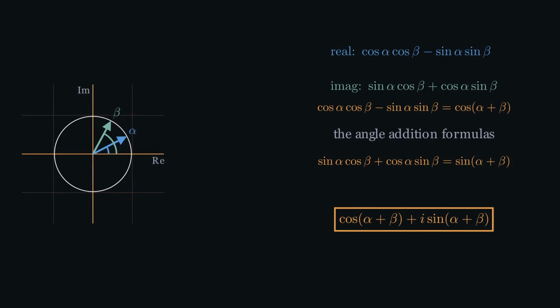Look at what that is. It's another point on the unit circle. And its angle? Alpha plus beta. We took a direction of alpha, multiplied it by a direction of beta, and got a direction of alpha plus beta. The angles added. That's it. That's the whole secret. When you multiply complex numbers, their angles add.